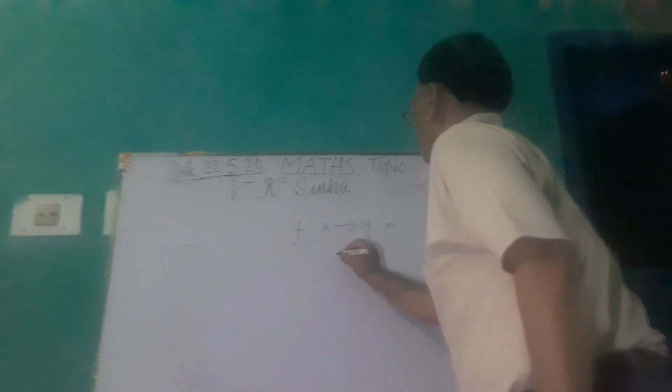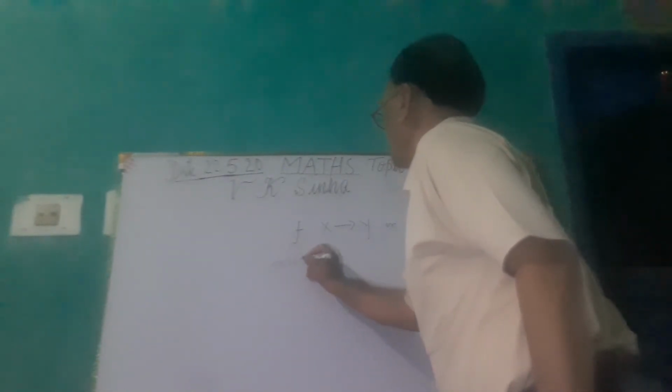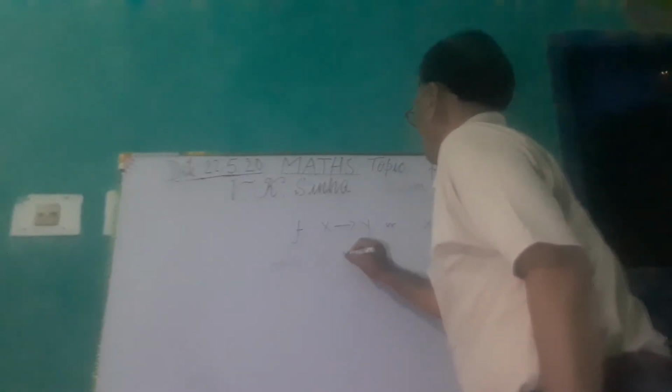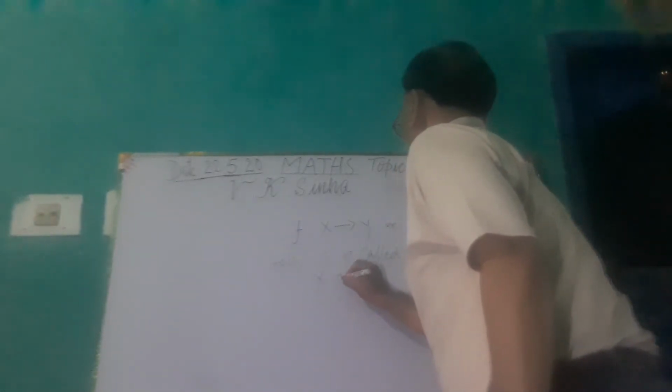X is called here the domain of f and Y is called the codomain of f.